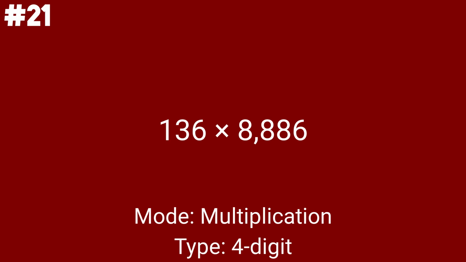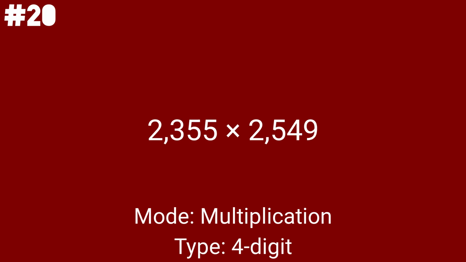This one is 136 times 8,886, and this is the first of the 6 multiplication problems of our current type, 4-digit. Also, there are 3 8s in a row. Imagine if the second number was 8,888, then we would have 4 8s.